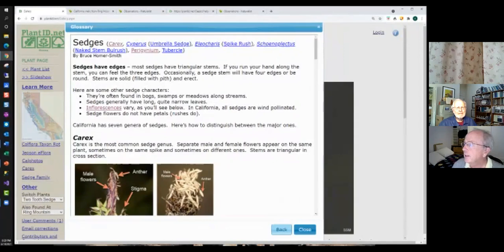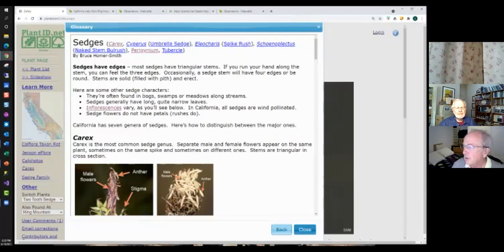Most sedges have triangular edges, and we'll start seeing differences in a minute. That was one of our questions. Sedges are often found in bogs, swamps, or meadows along streams. They generally have long, quite narrow leaves. The inflorescences vary, as you'll see below. And in California, all sedges are wind pollinated.